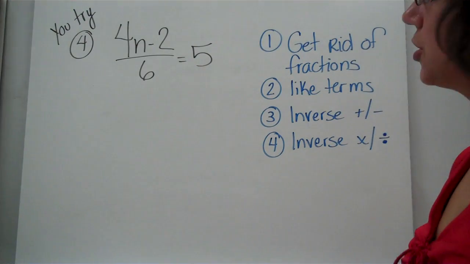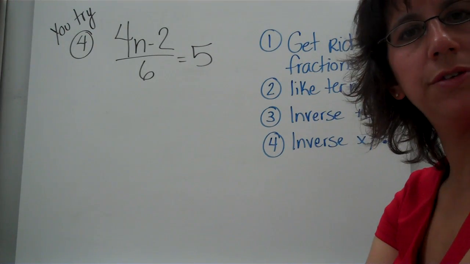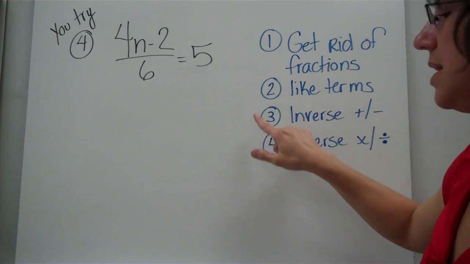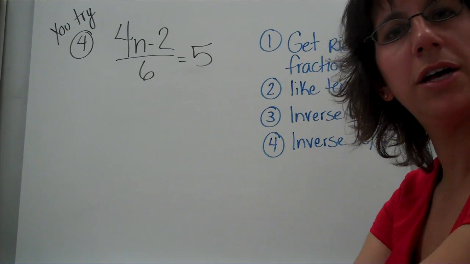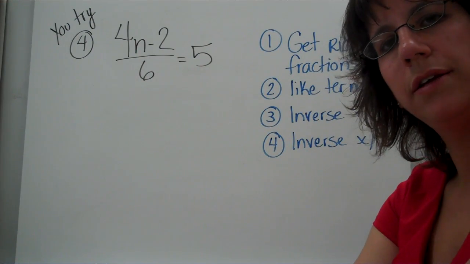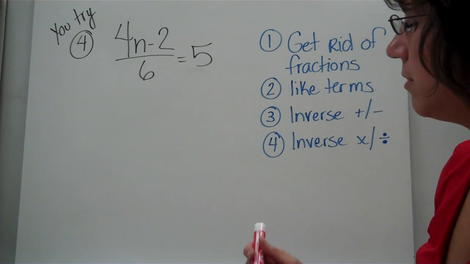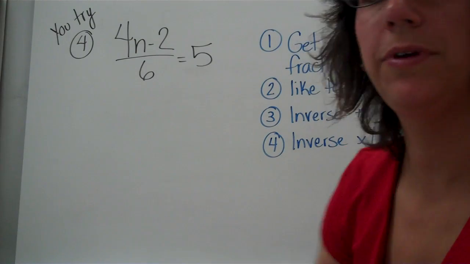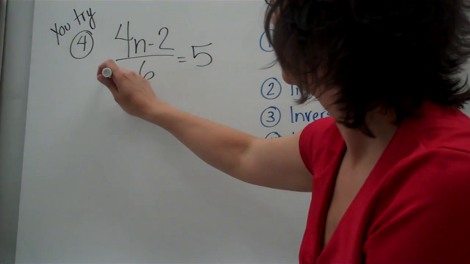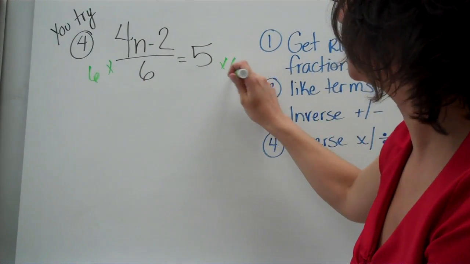All right, your turn. Go ahead and jot this down and try it on your own and see how you do. I did write the steps off to the side to help you. Go ahead and pause the video and see how you did. Great. All right, let's work it out. Step number 1, you should be first getting rid of that fraction. So that means timesing by 6 on both sides.